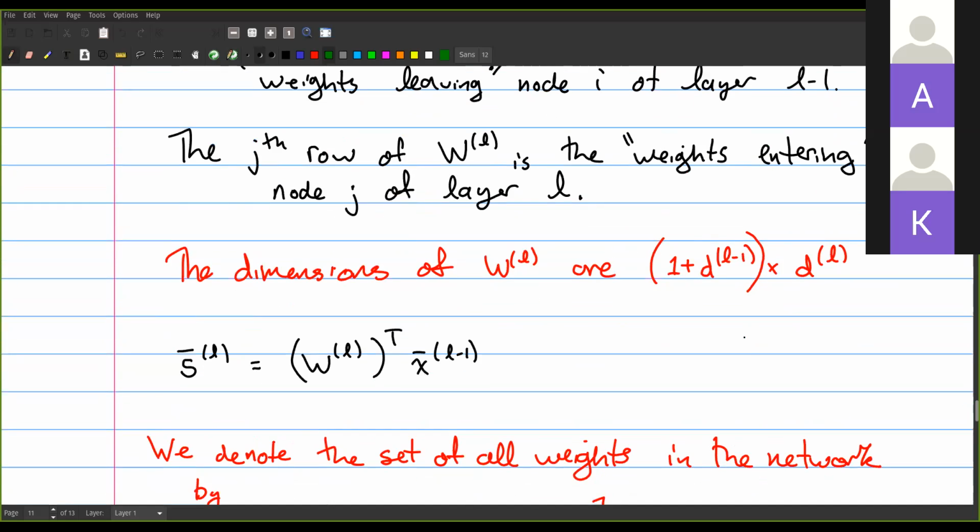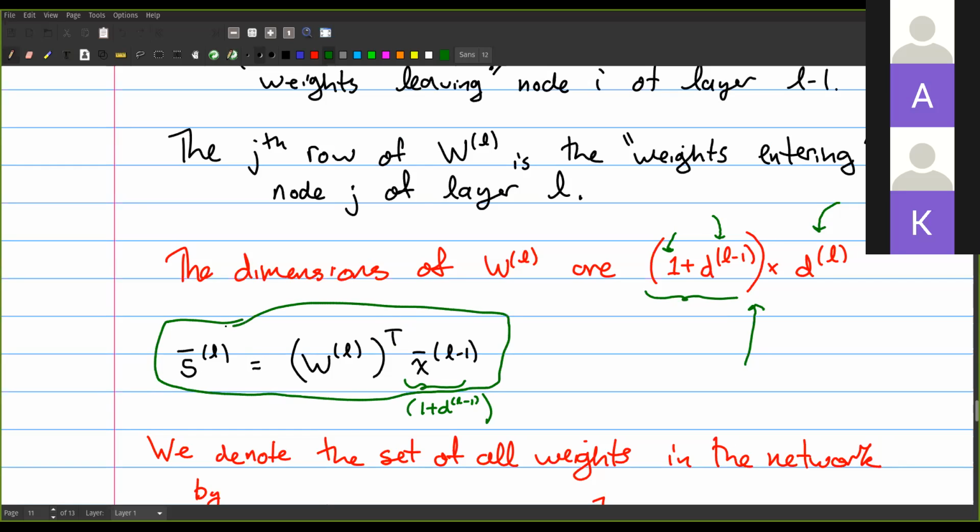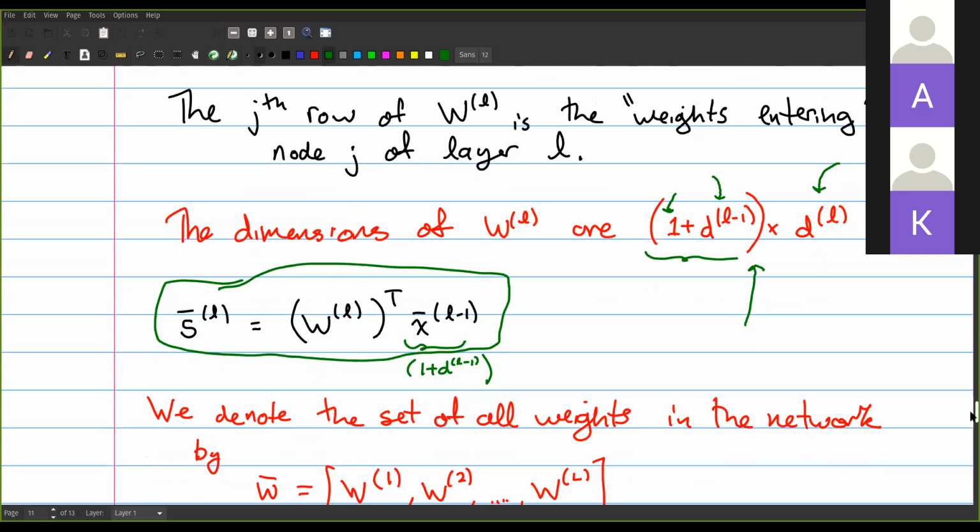And so the dimensions here end up being this. You have a 1 for the bias, and then you have this many non-bias nodes on the left, and then you have this many nodes on the right. But to make the dimensions match up, you have to take the transpose, because this thing is dimension 1 plus d^(L-1). So you have to apply this T here just so everything works out. But you get this equation. So this is how you get the input to the next layer from the output of the previous layer.